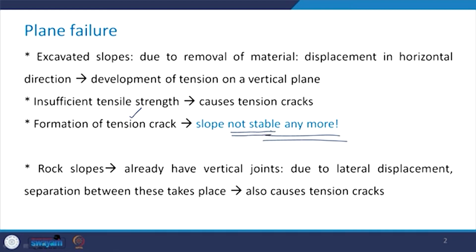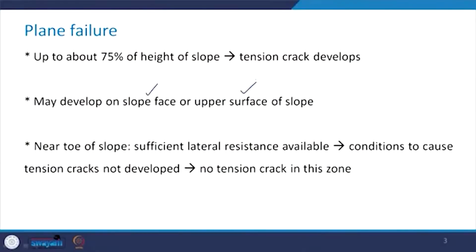Another cause for the development of tension cracks can be that rock slopes already have vertical joints. Due to the lateral displacement, separation between these vertical joints takes place and this also causes tension cracks. Tension cracks develop up to about 75% of the height of the slope. As I mentioned, these may develop on the slope face or the upper surface of the slope.